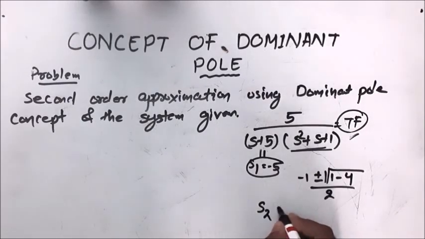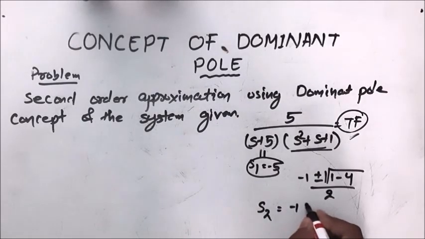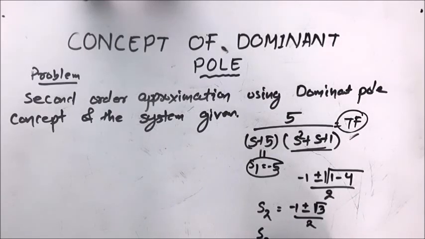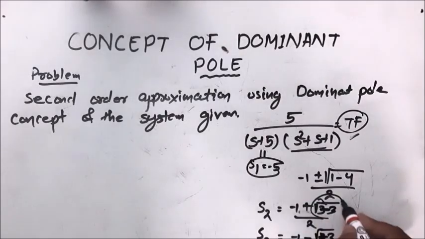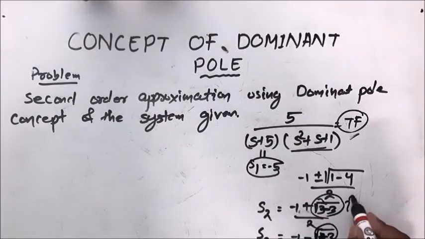So we'll have S2 is equal to minus 1 plus minus under root 3 by 2, and S3 is equal to, not plus minus, only plus, okay, only plus, and equal to minus 1 minus root 3 by 2. So we have two poles here. This is minus 3, this is also minus 3, under root of minus 3, it's under root of minus 3. So this under root of minus 3 gives an imaginary term.